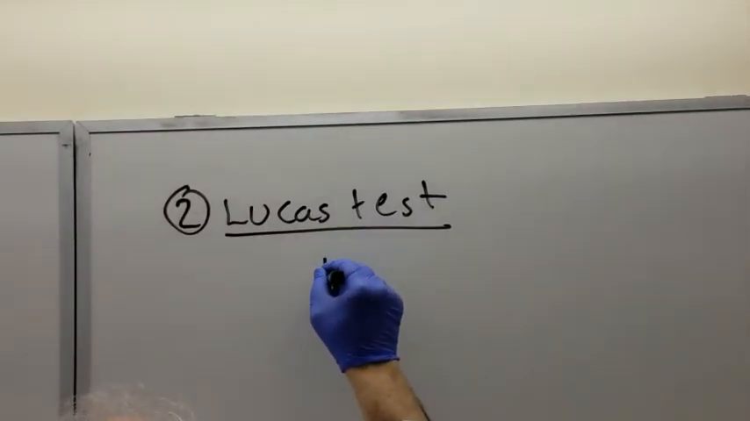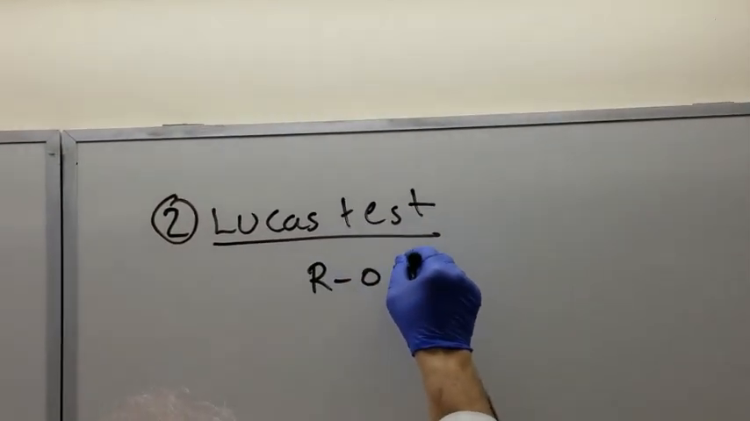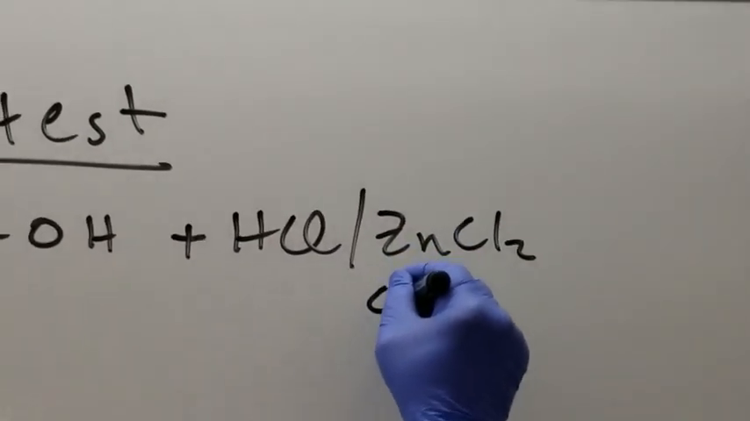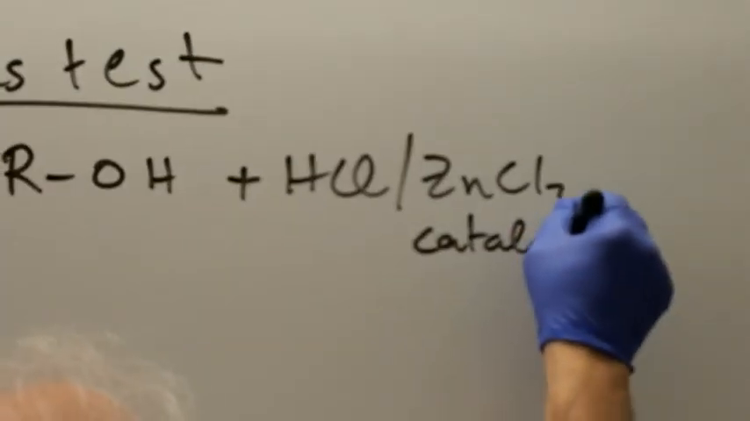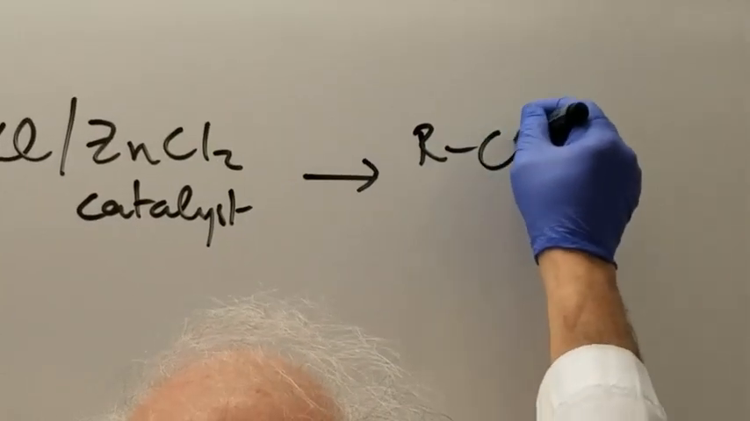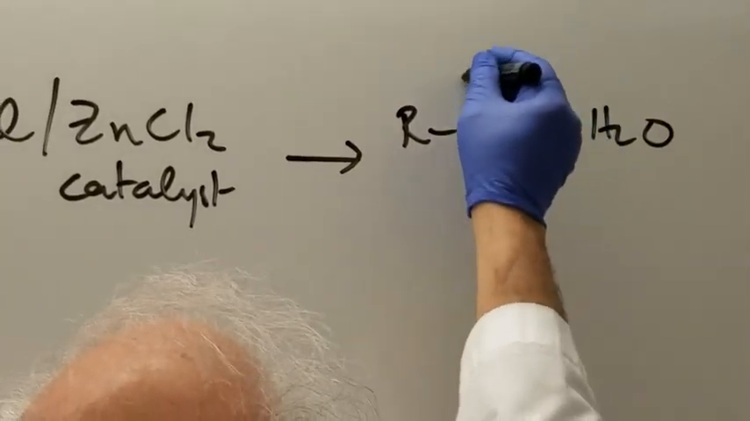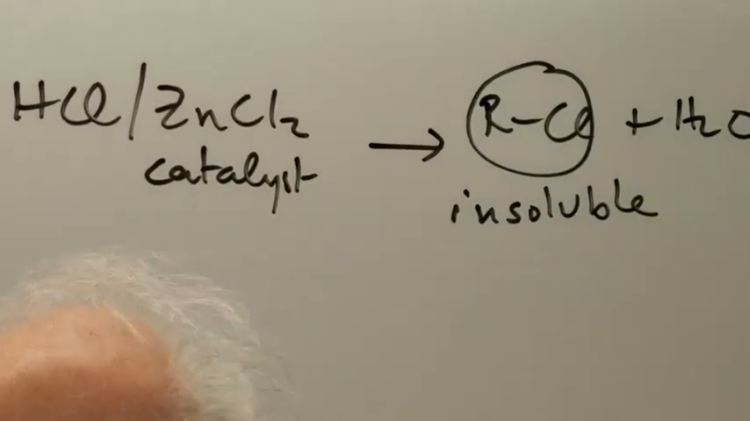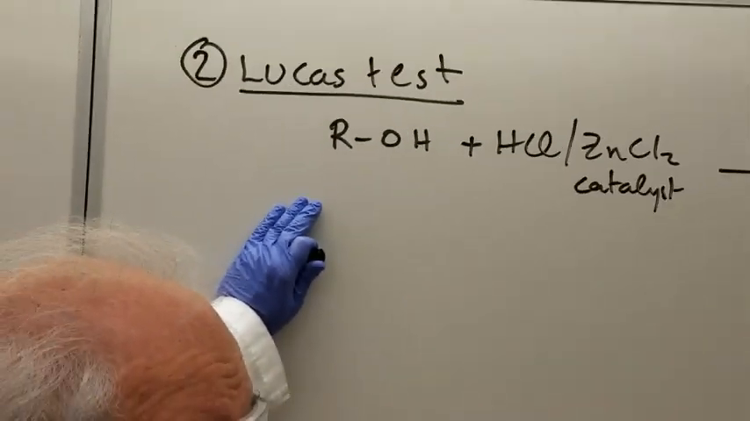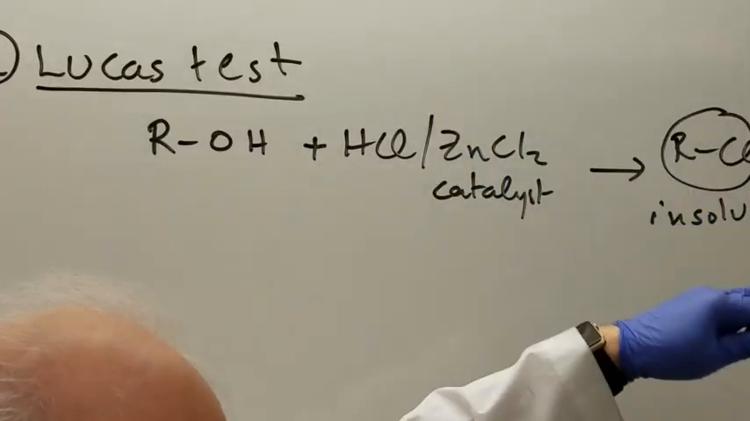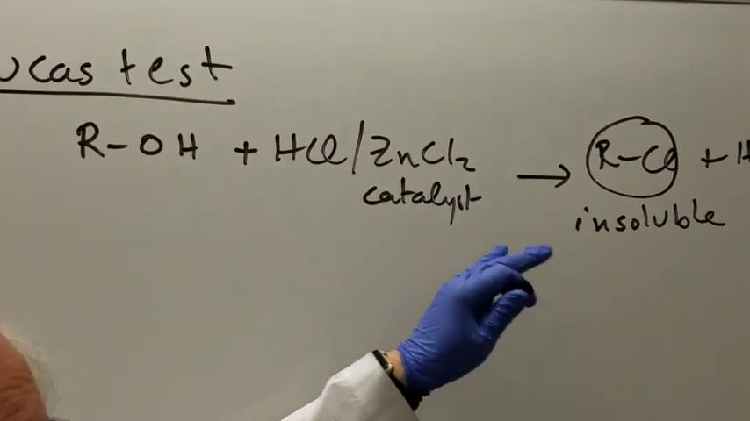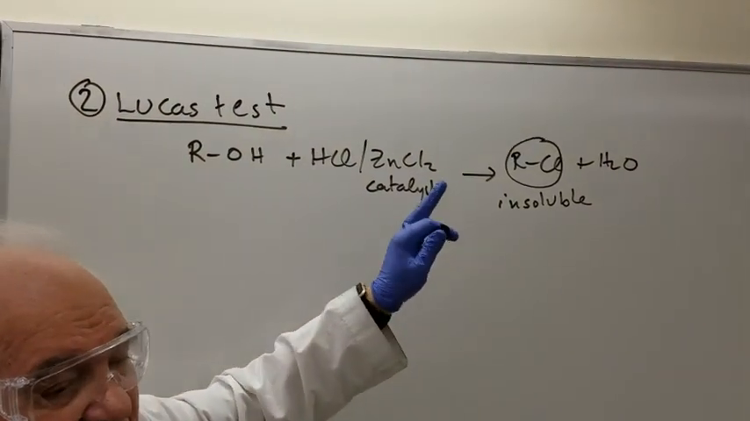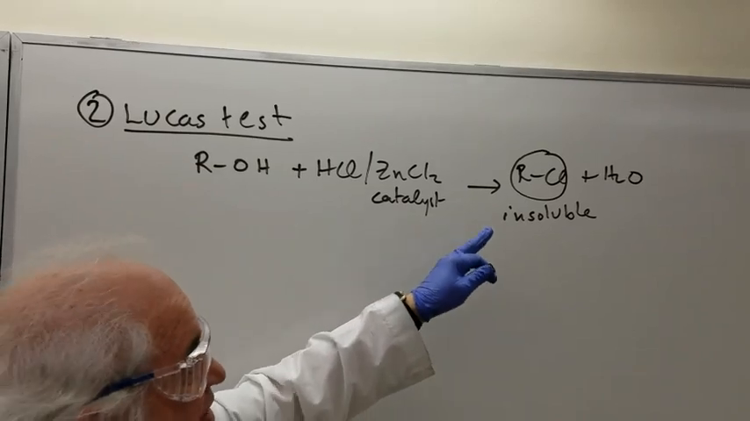And the Lucas test, what happens is if you have an alcohol and you treat it with HCl and zinc chloride as a catalyst, you end up with RCl plus water. This one is insoluble. So contrary to what we learned in general chemistry, all chlorides in organic chemistry are water insoluble. In inorganic chemistry, they are soluble because we do have actually ionization taking place, but there is no ionization in here.